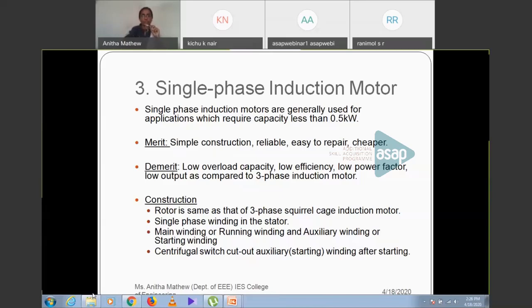Okay. Next question is from Anantaram GS. What does rugged or robust construction mean? Rugged construction, robust construction means it is strong and reliable. That is what is meant.